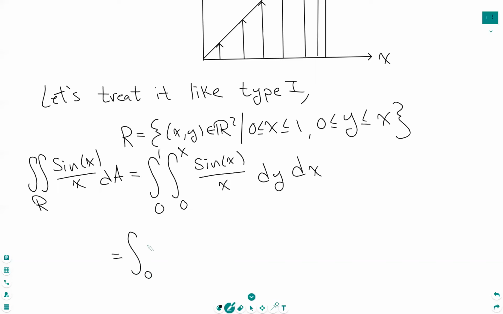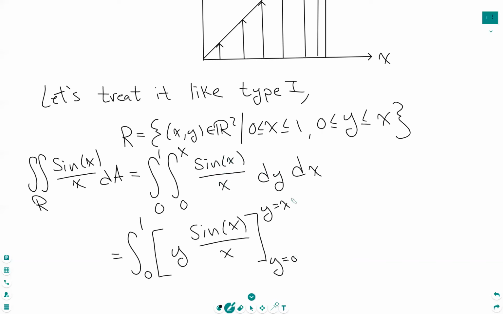So we go from 0 to 1, and then we integrate with respect to y. Well, there aren't any y's, so this is just a constant with respect to y. So it's pretty easy for an integral. It's just y times the constant, sine of x over x, evaluated when y is equal to 0 and y is equal to x, dx.